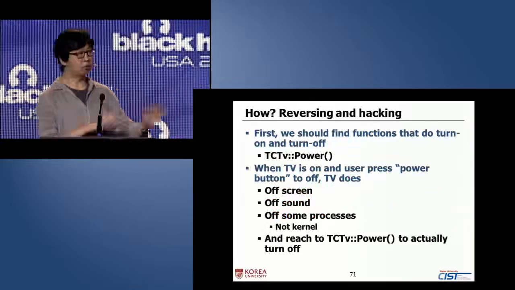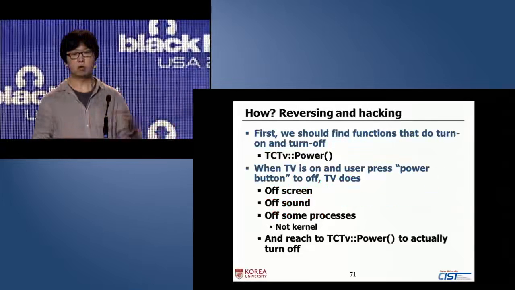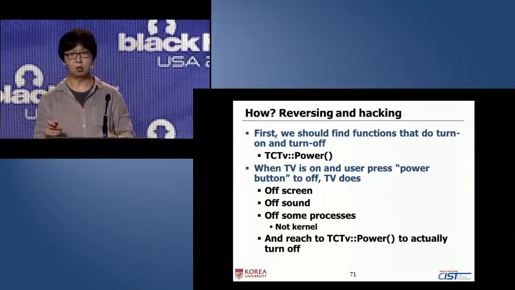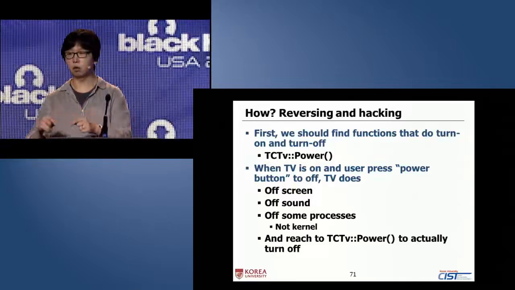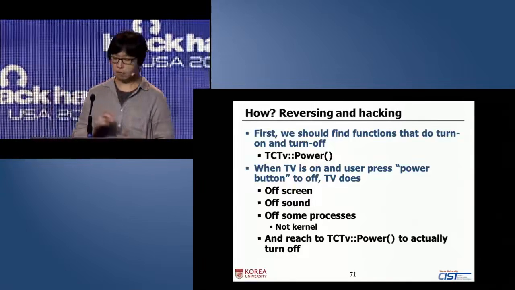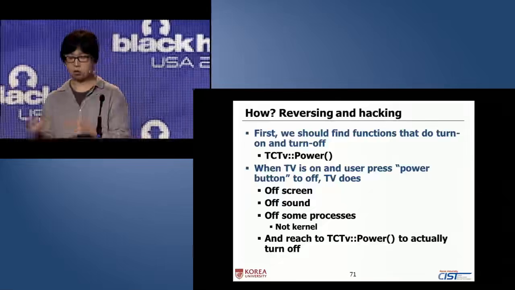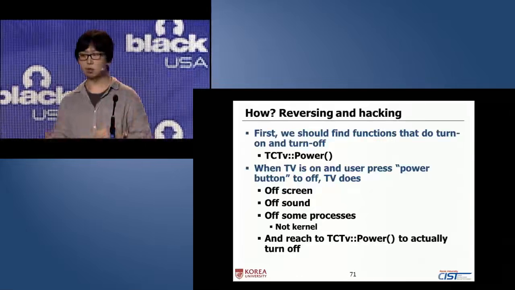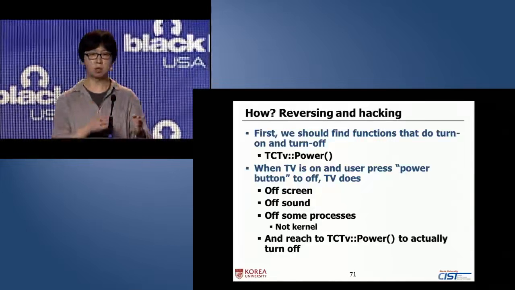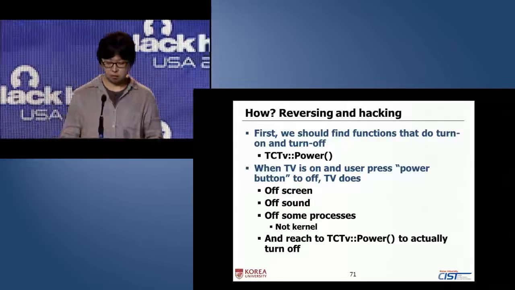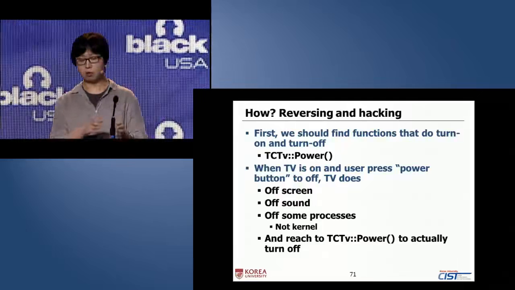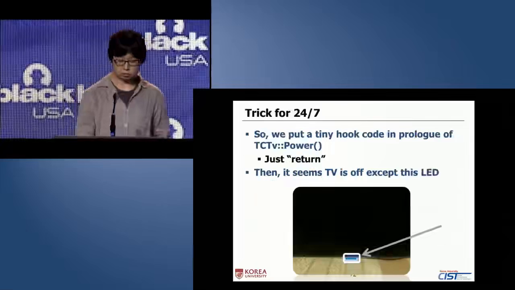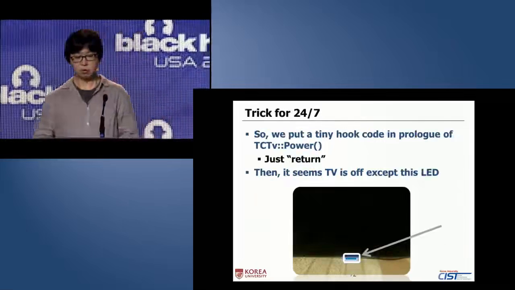After reversing a lot of code, I figured out the TCTV power function that does the actual turning on and turning off. Before reaching the power function, it turns off the screen, mutes the sound and kills some processes. But at that time, the kernel is still working. After that, when it reaches the TCTV power function, it actually turns off. That's very simple.